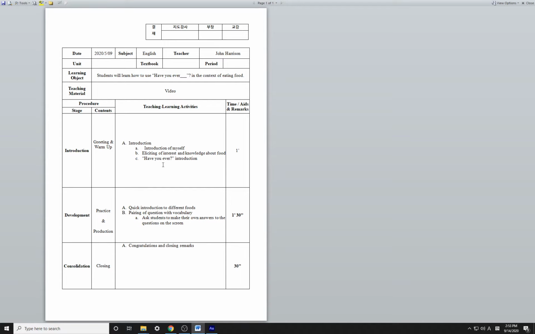So, introduction of myself, then eliciting of interest in food. So we talk a little bit about food. You know, do you like this or that? And invariably, if you ask most anyone in the world, do you like food? The answer is yes. We're animals. We love food. Very few people dislike food.